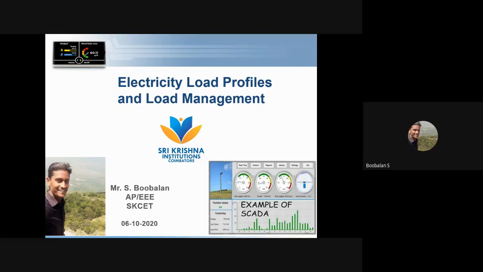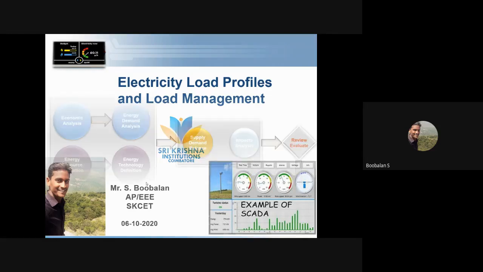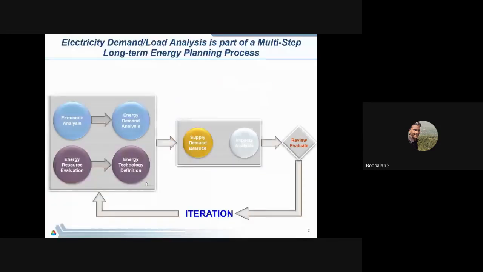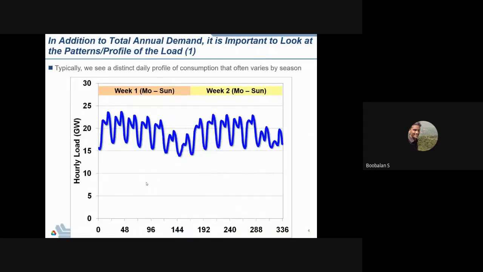The curve indicates how the customer is consuming electricity energy. That's the ultimate meaning of the load curve: how the customer is consuming electricity energy, and in which pattern they are consuming. So this is the load curve.